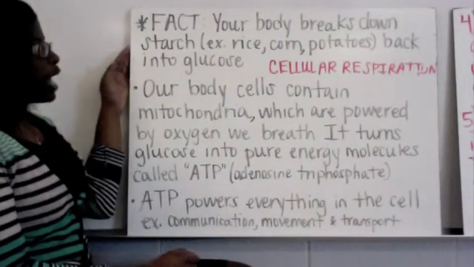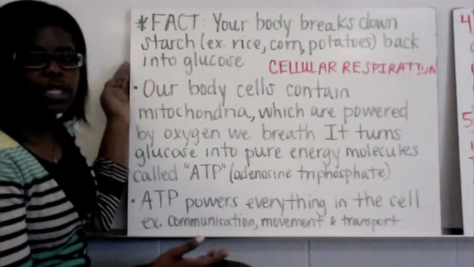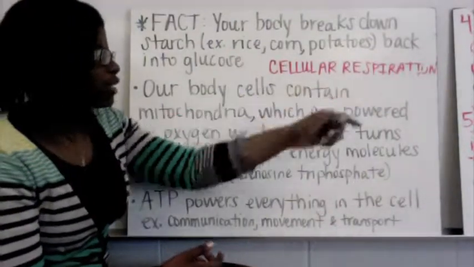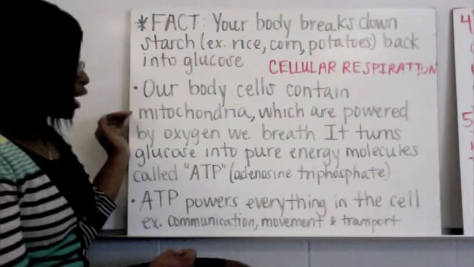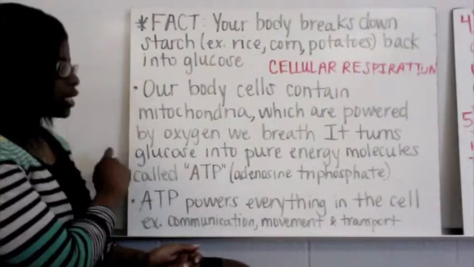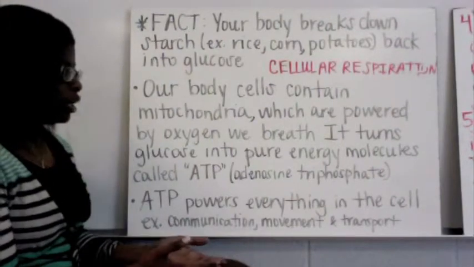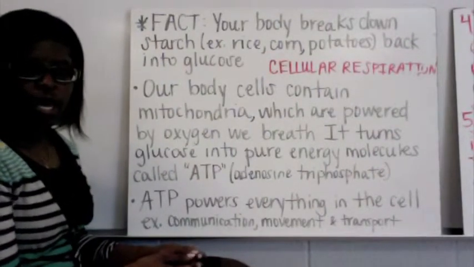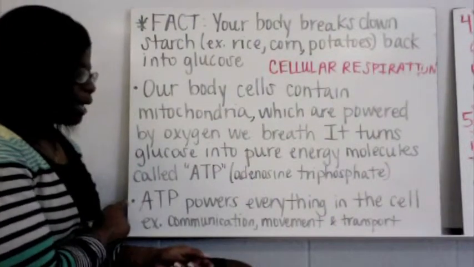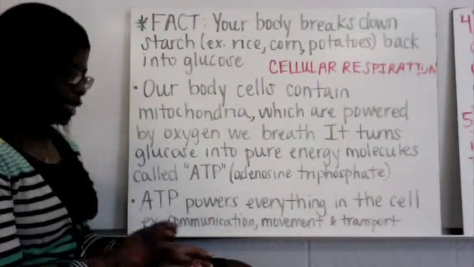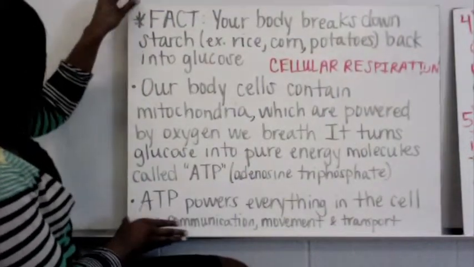So fact, your body breaks down starch. Examples of starch include rice, corn, and potatoes, back into glucose. So this is the process of cellular respiration. Our body contains mitochondria, which are powered by oxygen that we breathe in. It turns glucose into pure energy molecules called ATP. So ATP stands for adenosine triphosphate. ATP powers everything in the cell. Examples include communication, movement, and transport.